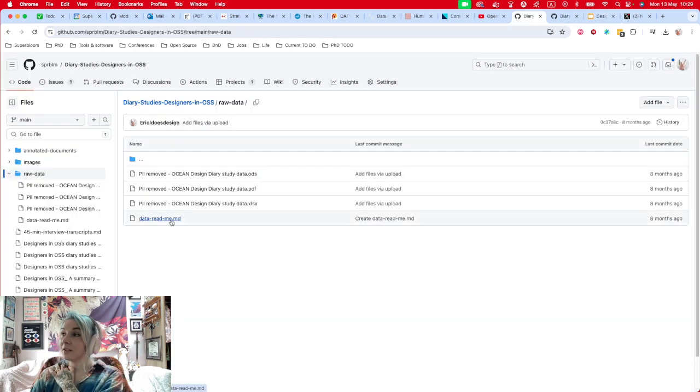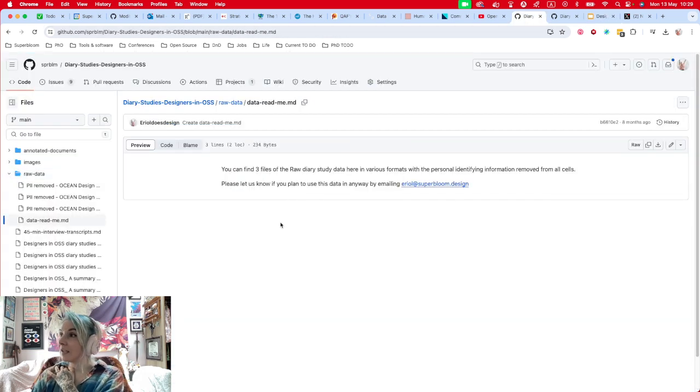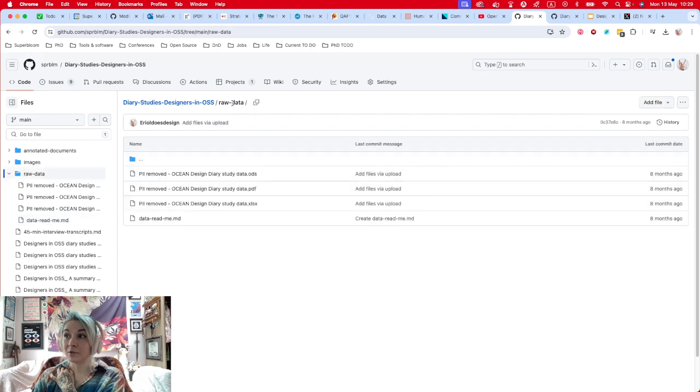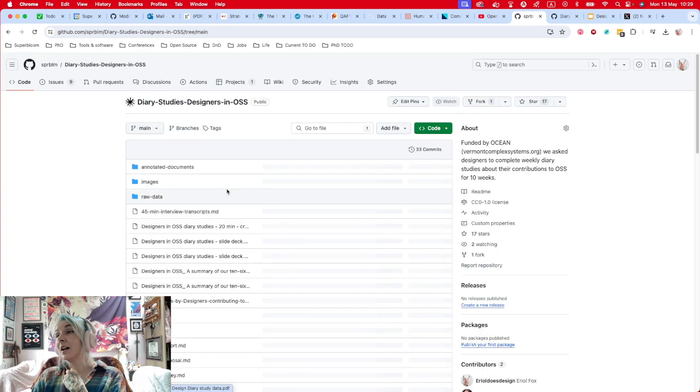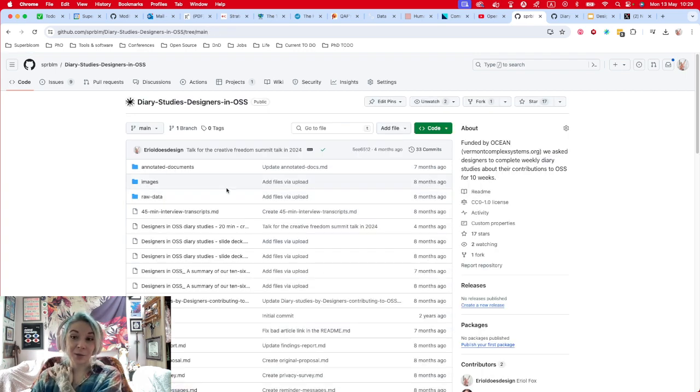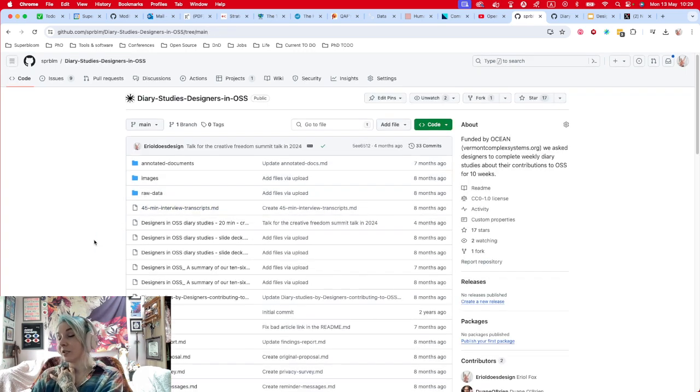So here, I believe there's a little README about the raw data. If you'd like to use it in any way, you can drop me an email on my organizational email if you want to use the raw data or analyze the raw data yourselves from this diary study. For any kind of purpose, whether it be academic or otherwise, that would be really interesting.